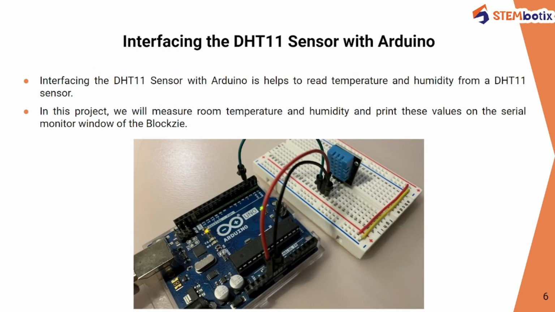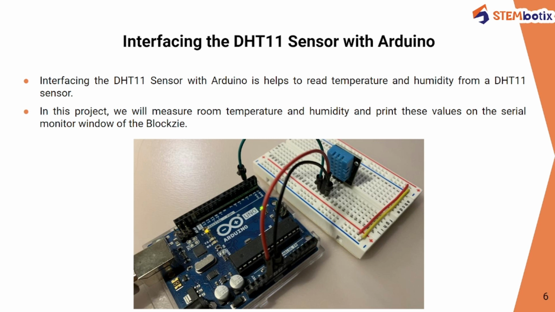Let us start with our next step, which is how to interface this DHT11 sensor with Arduino. As we said previously, you can use the DHT11 sensor to measure temperature and humidity. If you are building a home automation project, you can use this and you are good to go. Interfacing the DHT11 sensor with Arduino helps to read temperature and humidity from the sensor.